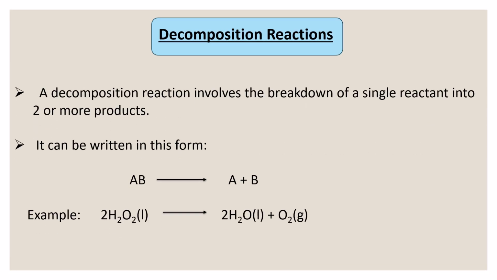Decomposition reactions. A decomposition reaction involves the breakdown of a single reactant into 2 or more products. It can be written in this form: AB, arrow, A plus B. Example: 2H2O2 liquid converts into 2H2O liquid plus O2 gas.